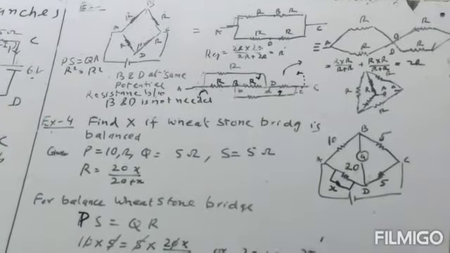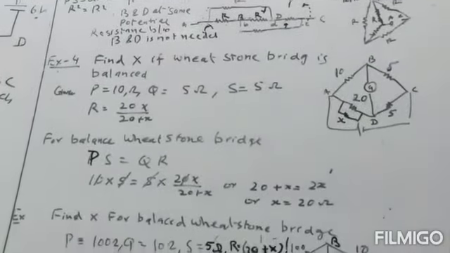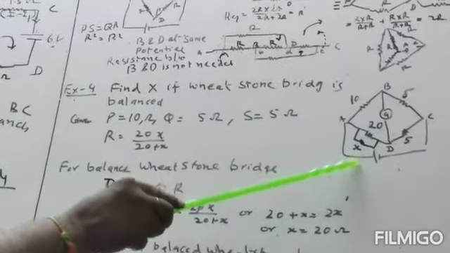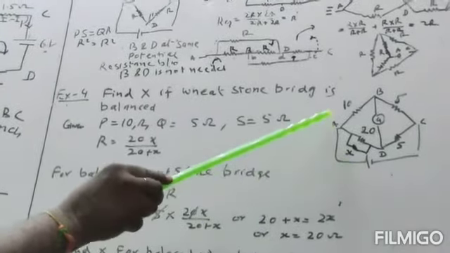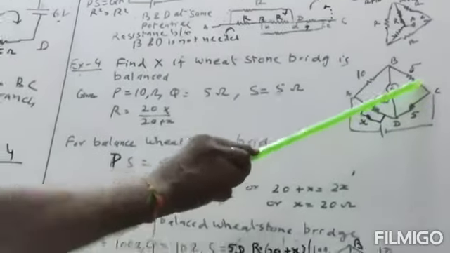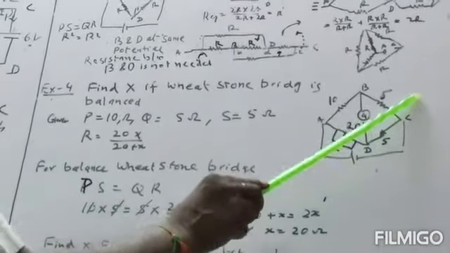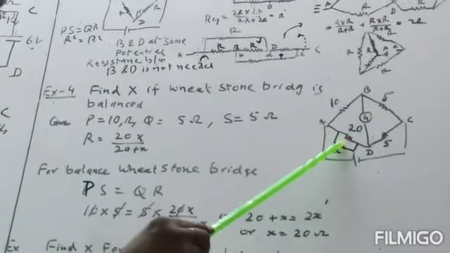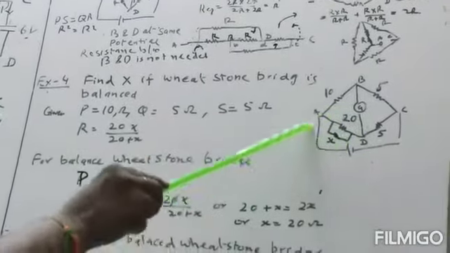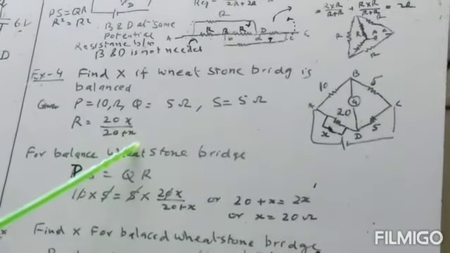Now we take the next problem, when the Wheatstone bridge is balanced but we have to find the resistance X, which is in parallel. Here the resistance is 10 ohm, here 5 ohm, here 20 ohm, here 5 ohm. When they are parallel, the resistance will be equal to 20 into x divided by 20 plus x.